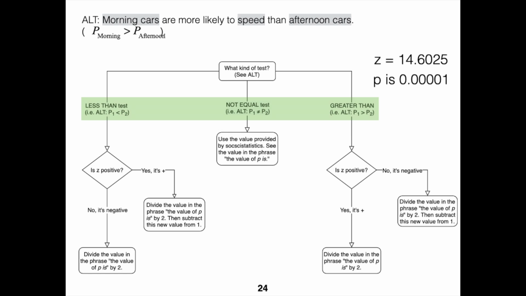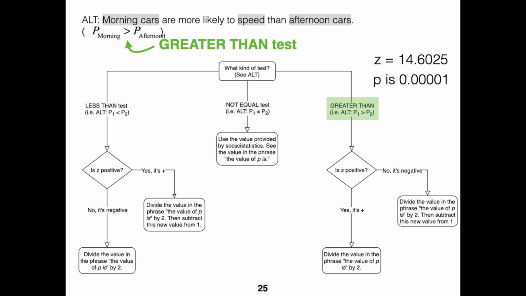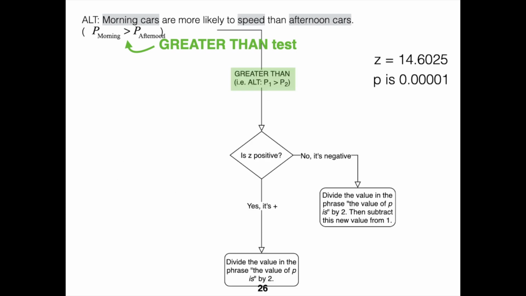So the alternative hypothesis is crucial because that's going to tell us which of these 3 different paths to go down. If we're doing a less than test, we go down that first path. If we're doing a not equal to test, we go down that middle path. If we're doing a greater than test, we go down that third path. So here I look at my alternative hypothesis. Here I can see that it's a greater than test. So that tells me I need to go down that third path.